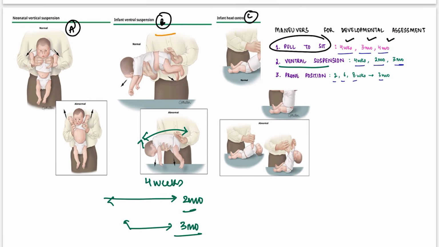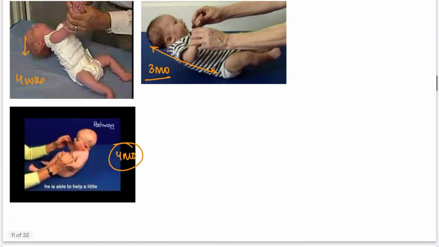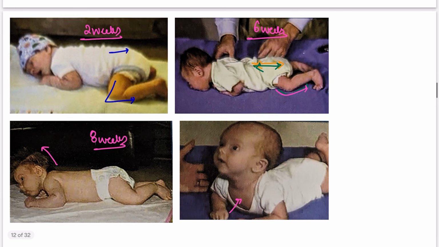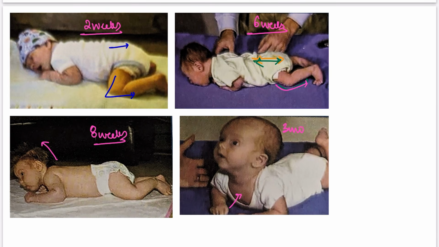Here remember 2, 6, 8, 3. So at 2 weeks, the child would be like this, pelvis high up, thighs flexed. 6 weeks, you see that now the pelvis is lying flat, the thighs have extended. 8 weeks, now the child will be able to lift up a little of his head. And lastly, at 3 months, the child will now also be lifting off his chest. So these are the maneuvers in the prone position.